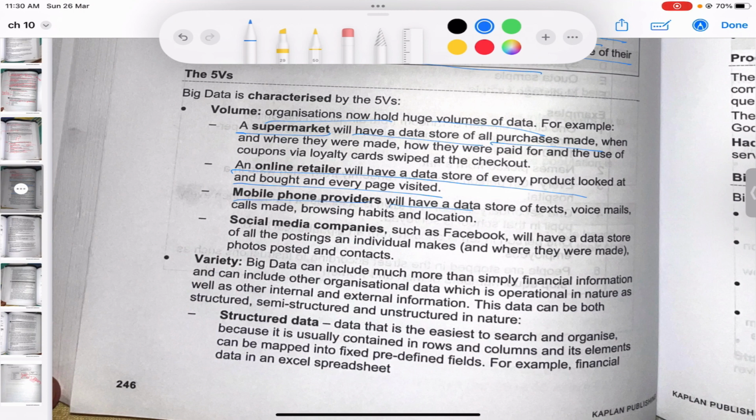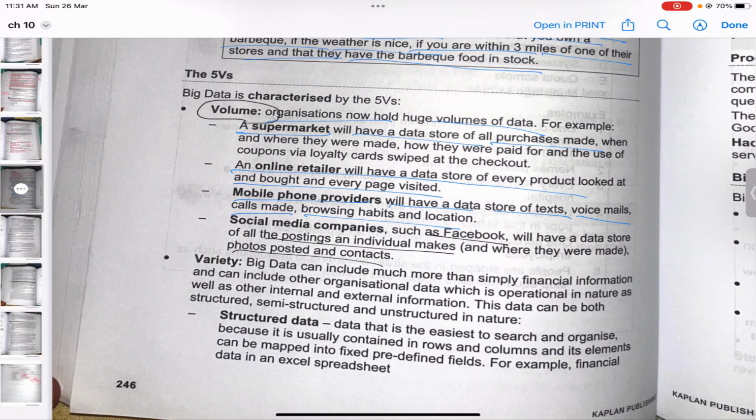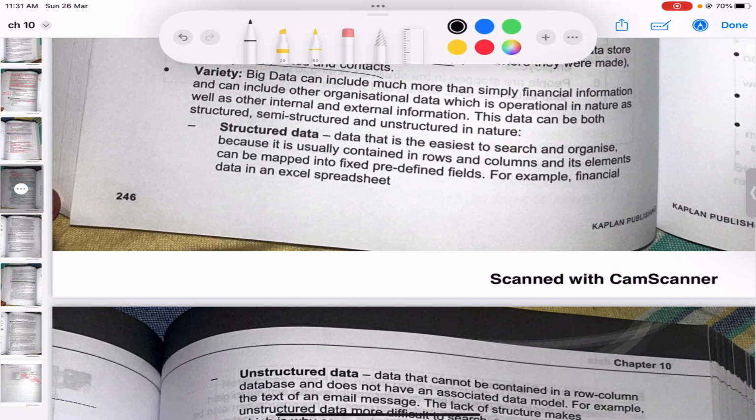Mobile phone providers will have a data store of texts, voicemails, browsing habits, and location. Social media companies like Facebook will have data of all the postings an individual makes, right? We are always providing this information to Facebook and other social media platforms. So that is what is known as volume, and there is a huge volume of data or information that is stored.